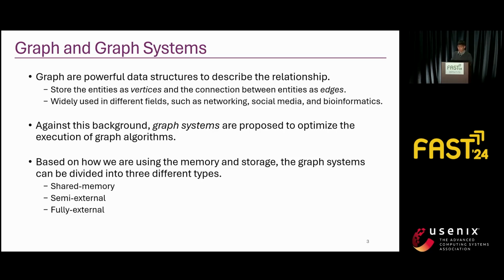Due to their popularity, there are many kinds of users who would like to extract various information from graphs efficiently. Against this background, graph systems are proposed to optimize the execution of graph algorithms. Based on how they use memory and storage, graph systems can be divided into three different types: shared memory, semi-external, and fully external, respectively.